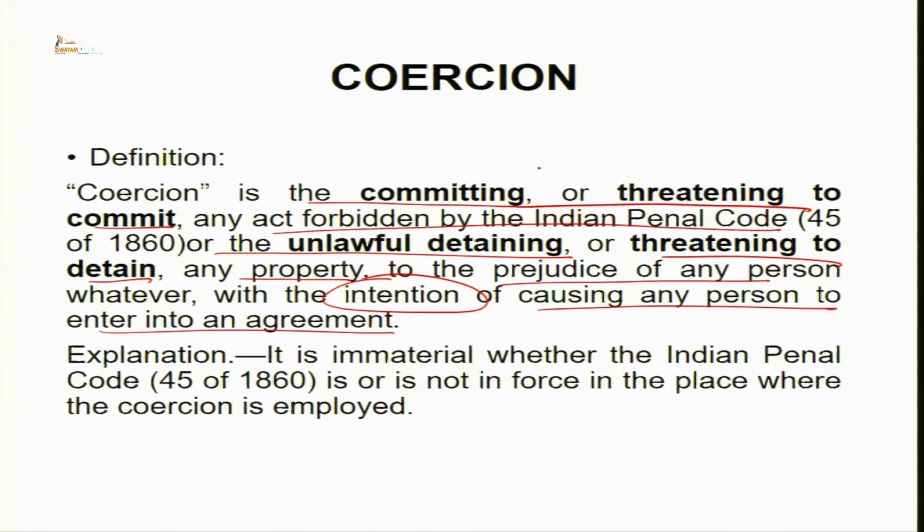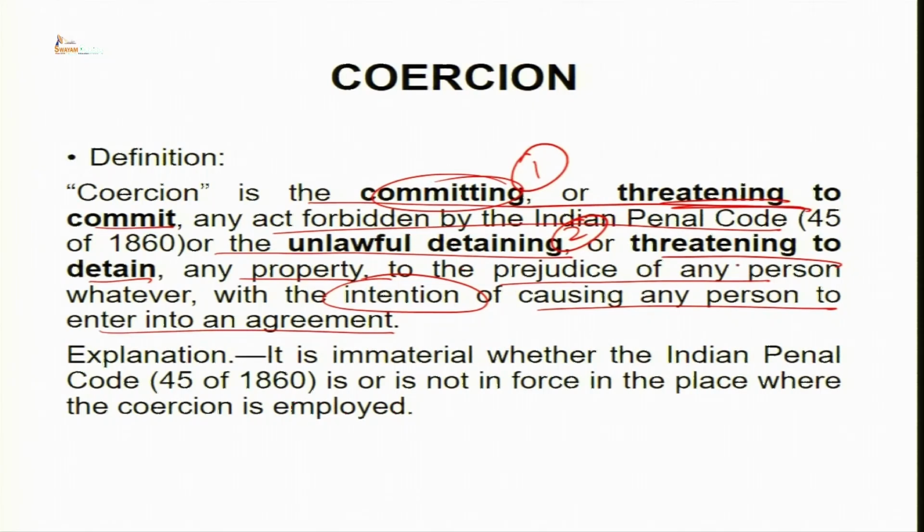So, it basically says a party who wishes to obtain the consent of another person, and wants that person to enter into a contract with him, then in that case coercion means that if that person, in order to obtain such consent, commits or even threatens to commit any offence which is punishable under the Indian Penal Code, or secondly unlawfully detains, that is keeps in his possession, or threatens to detain any property to the prejudice of any person whatever with the intention of causing any person to enter into an agreement.